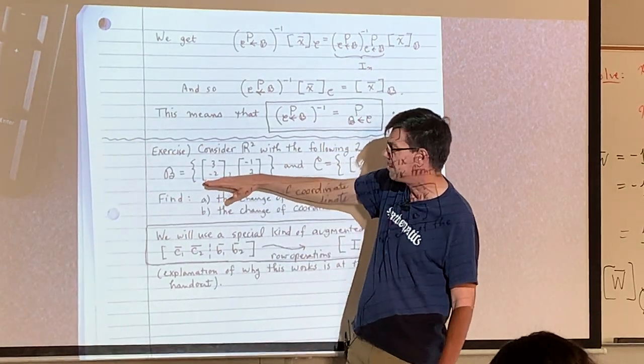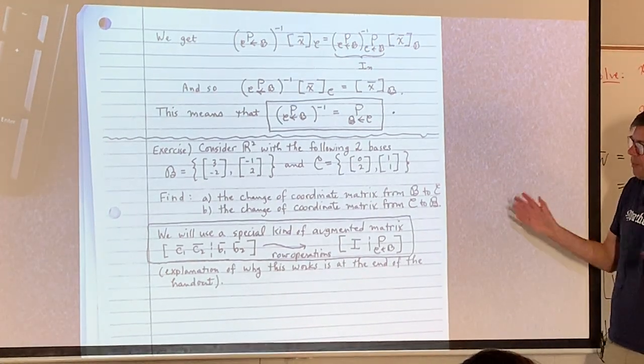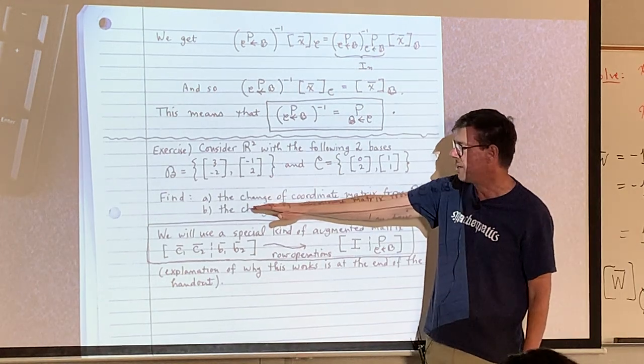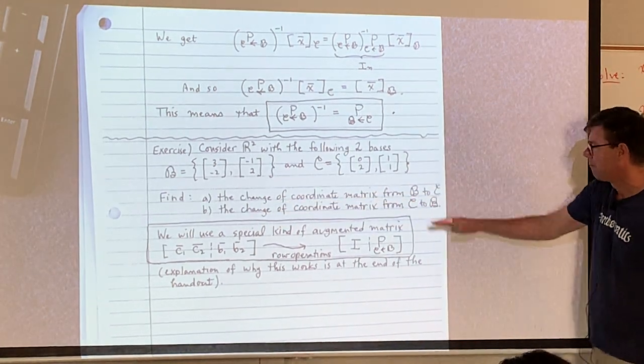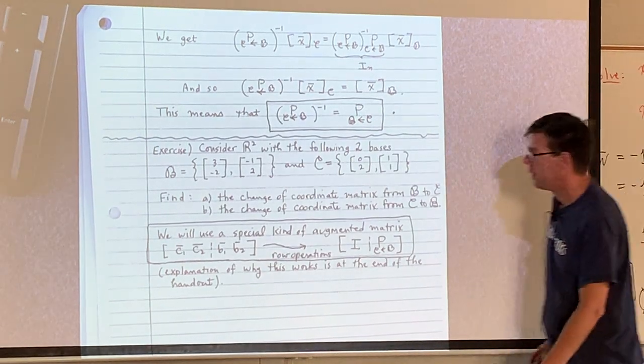But here's a new basis B. Here's a new basis C. Because we need to come up with some different numbers, we just keep getting the same numbers. So I want you to find the change of coordinate matrix from B to C and the change of coordinate matrix from C to B.